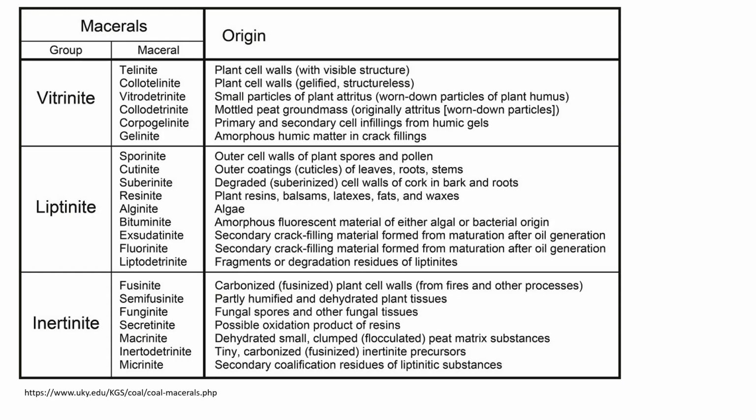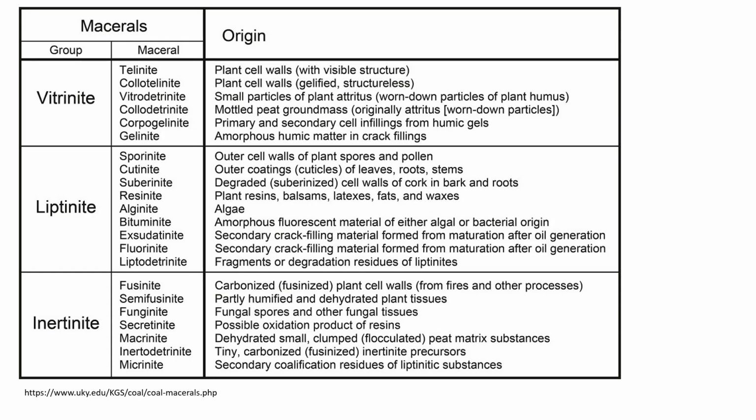Resinite, these are plant resins. All of us are aware that most plants consist of resins, fats and waxes. So all these give rise to resinite. Alginite, very easy to understand. It is derived from algal material. Bitumenite, this is amorphous fluorescent material of either algal or bacterial origin.